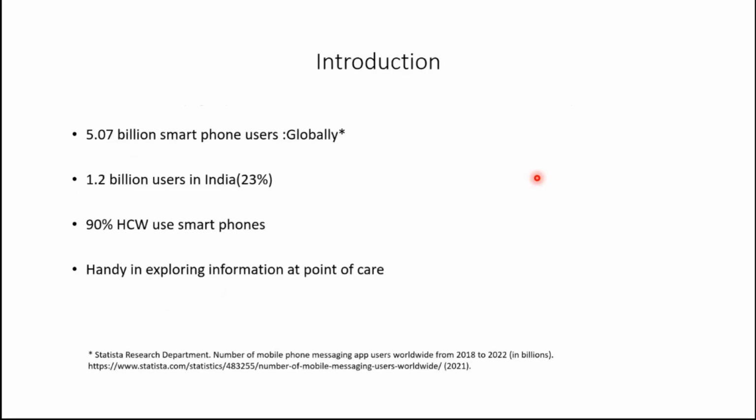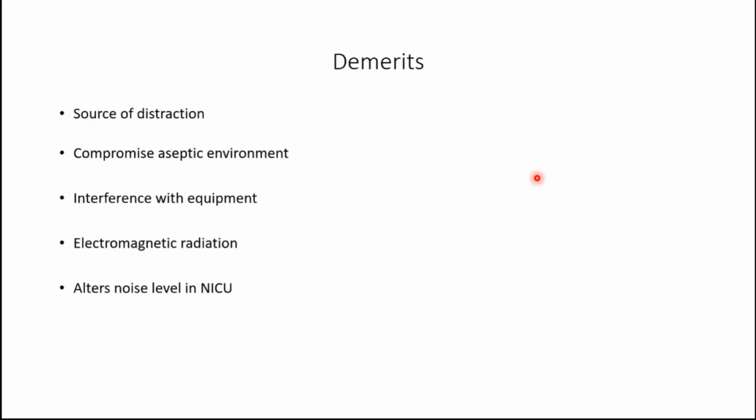So coming to introduction, worldwide 5.07 billion smartphone users are there, out of which India inhabits around 1.2 billion users, and 90% healthcare workers use smartphones because it is very handy in exploring information at point of care. Now coming to demerits. So apart from source of distraction, the most important demerit is compromise in aseptic environment. Then interference with NICU equipment is a source of electromagnetic irradiation and it alters noise level in NICU.